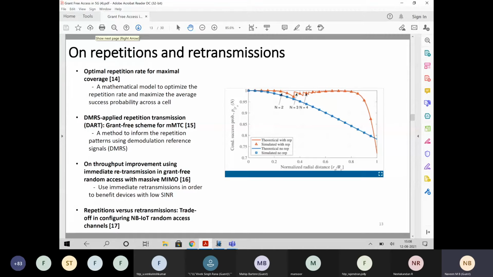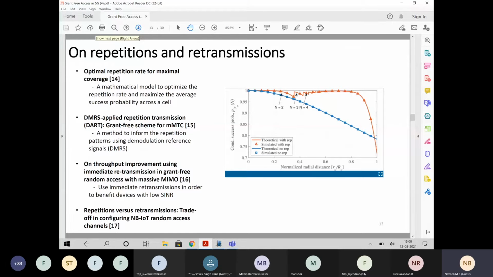Same thing here. People try to incorporate repetitions. Don't send only one preamble and data. Send 2 preambles, and then send the same data multiplied with 2 different preambles. One of them may get detected at the base station. Good, as long as the base station detects one of them, it's enough for me. So like that, researchers wanted to incorporate repetitions.